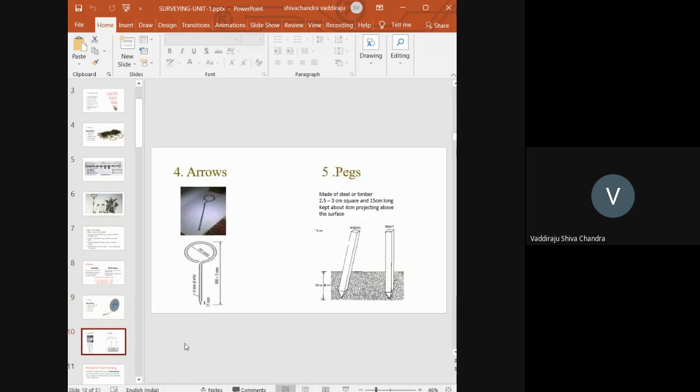And the next two are the arrows and pegs. The purpose of these arrows is to mark the end point of a chain. If you are measuring a 100-meter line using a 20-meter chain, you'll get five arrows, right? The starting handle of the chain will be at the starting point. At the end handle, you'll place one arrow. Then you continue to drag the chain further. The first handle of the chain will come and you need to stop at the first arrow. Again, at the second end, you'll place an arrow. Like that, these arrows are used to fix the intermediate station points. Even pegs are used for the same purpose.